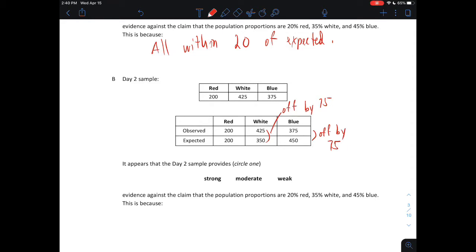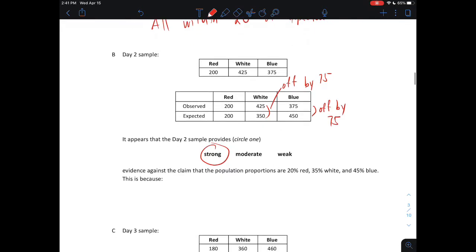So we might say that this is strong evidence against the claim that the population proportions are 20% red, 35% white, and 45% blue. And why would we say that? We could say that the white and blue counts are both off by 75.